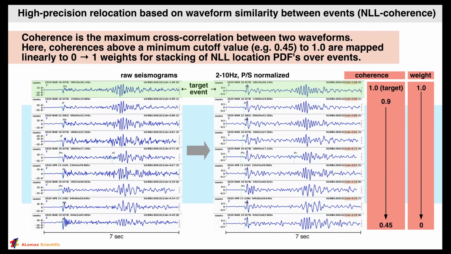It's not separately P and S as in relative location. So the P wave and the P wave coda will be important, and also the S minus P time will in general be considered in the correlation. The right shows schematically that the target event, of course, has cross-correlation coherence of 1 with itself. And as we go down into less and less similar events, we get lower coherence. For the NonLinLoc coherence location, we map these coherences to a weight from 1 to 0, where 0 is some user-defined cutoff coherence.